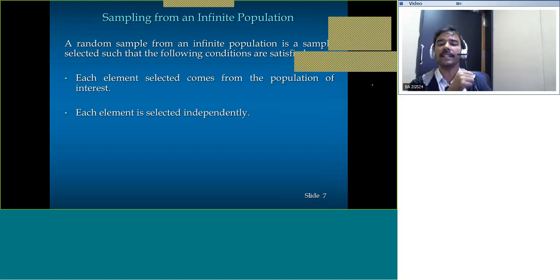Now the next one is sampling from an infinite population. If the population is infinite, obviously there will be a problem of drawing, but still you have to assume that each item of the population has an equal chance of being included in the sample and each element should be selected independently. That's what we have, and we will show you the applications of infinite sampling.